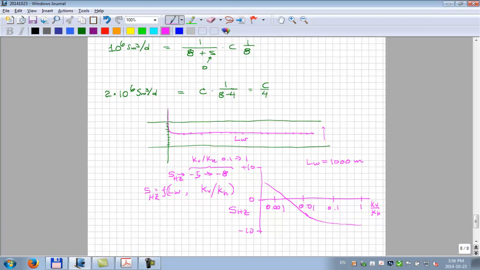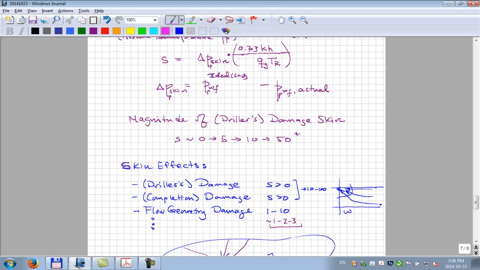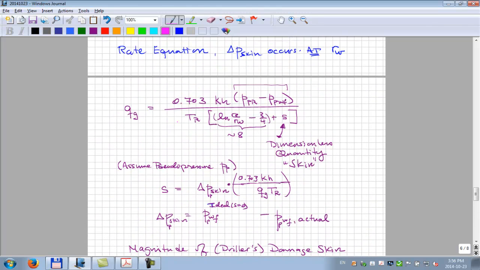So, okay, the point is that the final equation here has this skin in it. And we only have 4 minutes before I go pick up my car. Okay, but so I think we'll stop there.